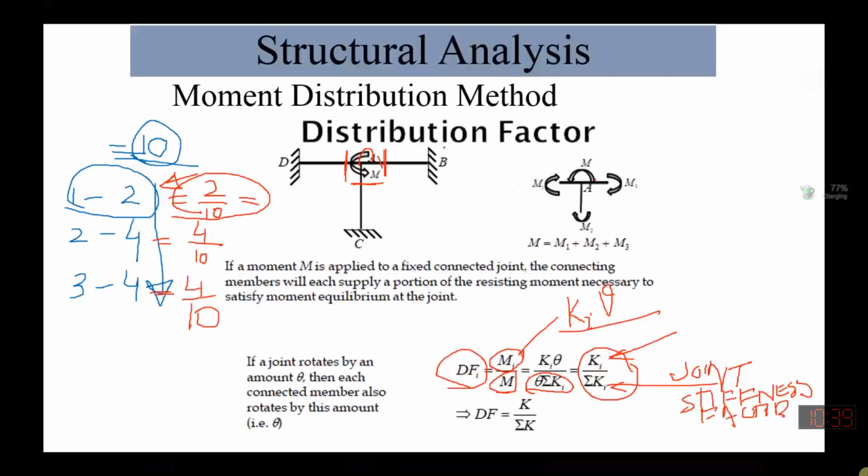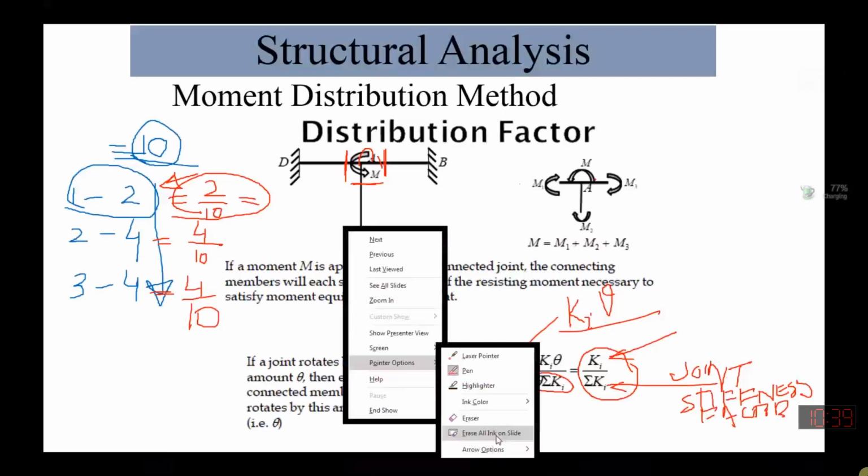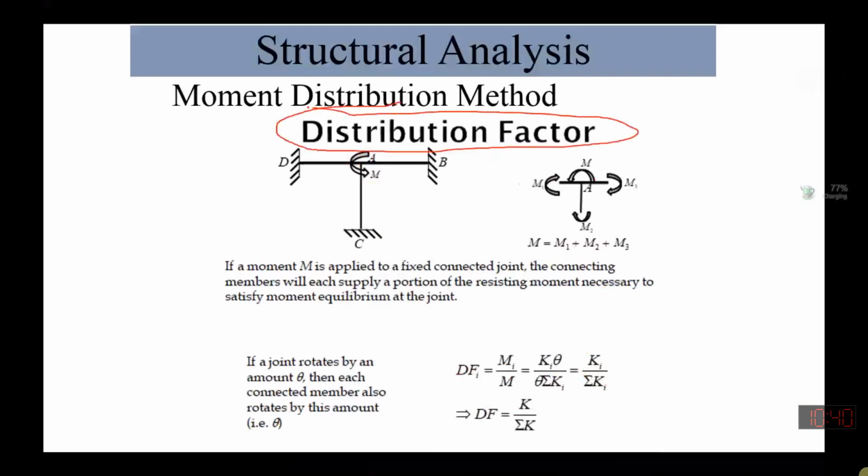Can anybody repeat the definition of the distribution factor now? Can anybody explain this now? The moment on the joint distributed to the adjacent member. Son, what is your roll number? 86. Mubin. Okay. Anyone else who can repeat it again? Thank you.